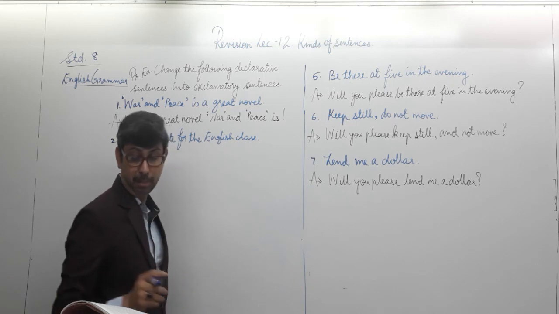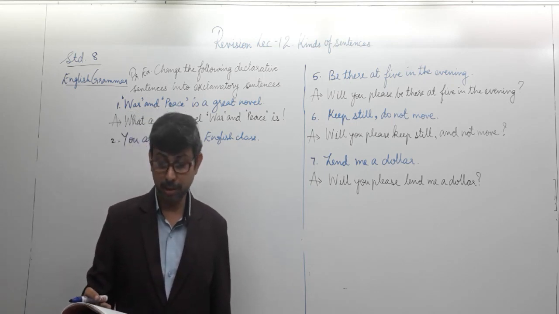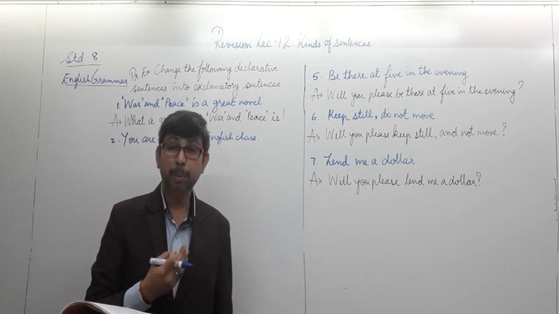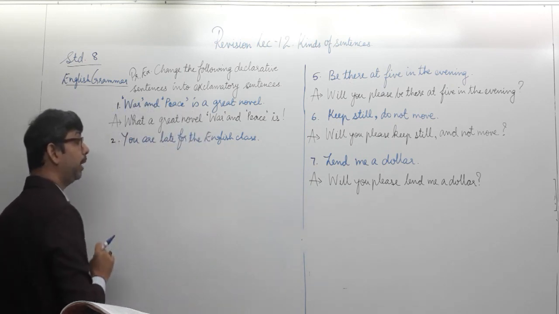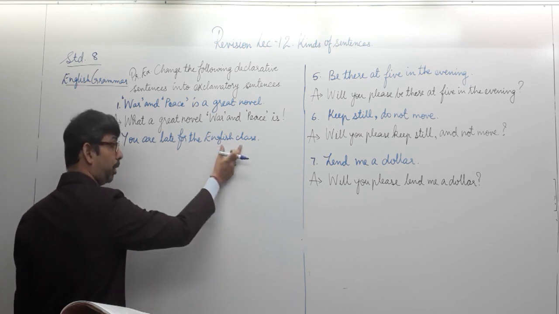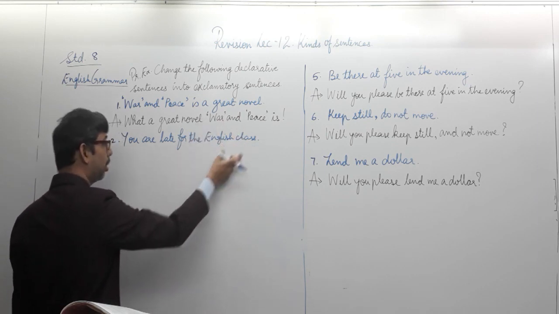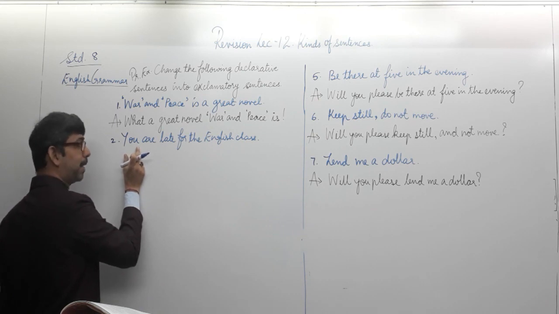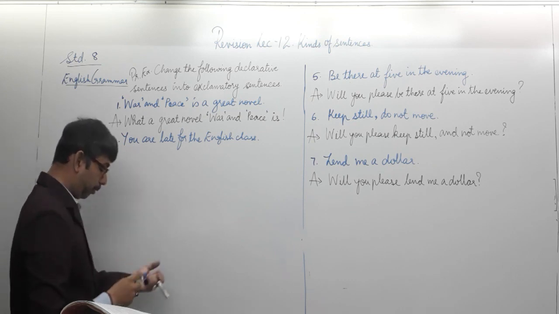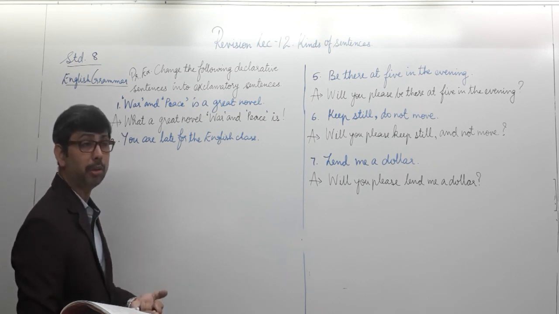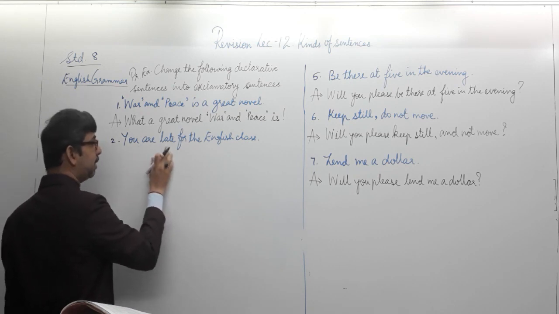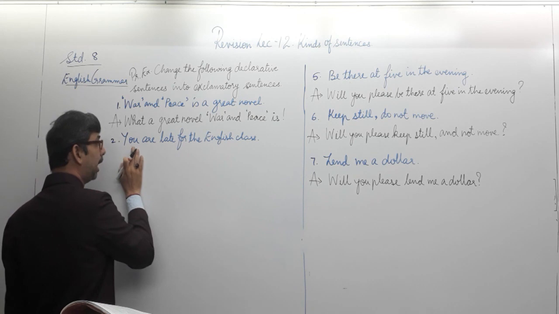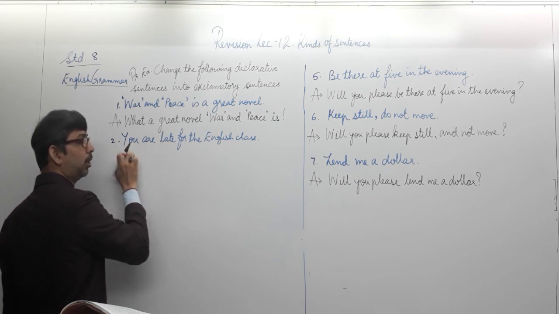Well, a simple declarative statement over here, stating that the person is late for the English class. You are late. You is the subject. So what are we describing over here? Are we describing the class? We are expressing a surprise about the person coming late. So here we will not be using the word what. Instead we will be using the word how. So how late, that late is being described over here. How late you are, that you is late over here.